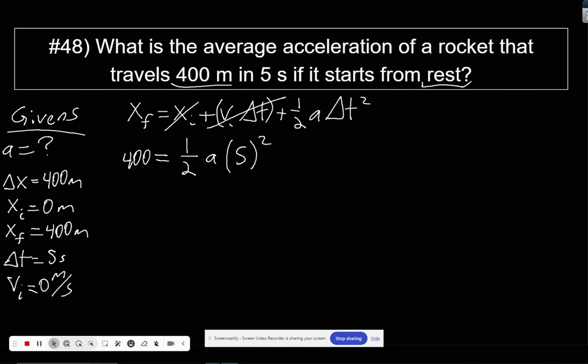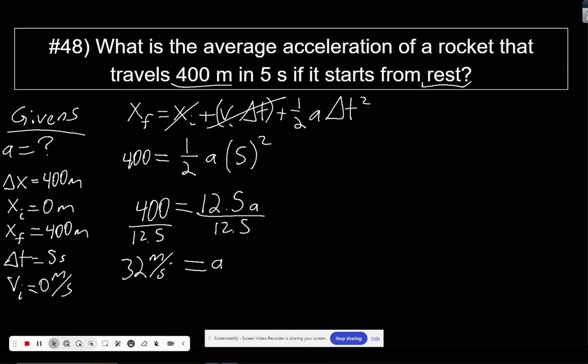Then to get A by itself, I might simplify that right side a little bit. 5 squared is 25, and then half of 25 would be 12.5. So we have 12.5 times A, and then just divide both sides by 12.5. Then toss that into a calculator. 32 meters per second squared. Once again, meters per second squared for acceleration.